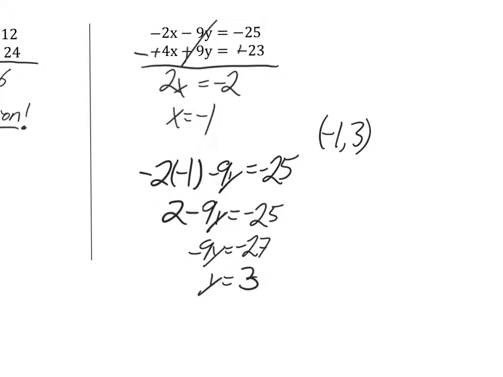For the last one, I got negative 1, 3. So to start out, I subtracted, so then I was left with 2x equals negative 2, because that canceled out my y's. Divided by 2, so x equals negative 1. Then I took that and plugged it back into my top equation. So negative 2 times negative 1 is positive 2, minus 9y equals negative 25. I subtracted over the 2, so I have negative 9y equals negative 27, divided by negative 3, so y equals positive 3.